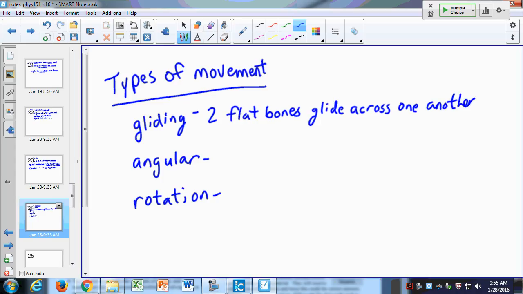What's an example of that? Gliding movement. Right, your wrist and your hand, right? You can have these two flat bone surfaces that will glide across one another, like, for example, your wrist, your ankle.